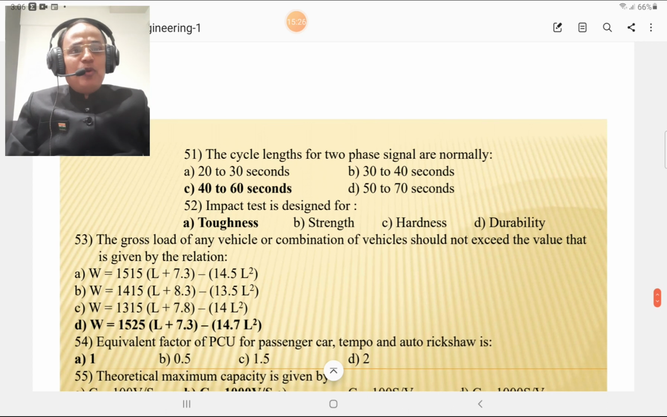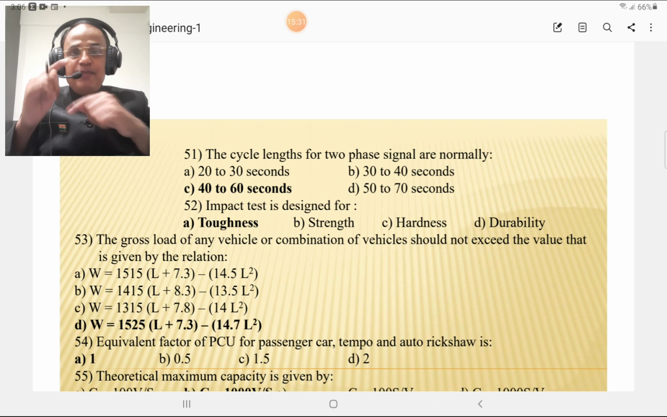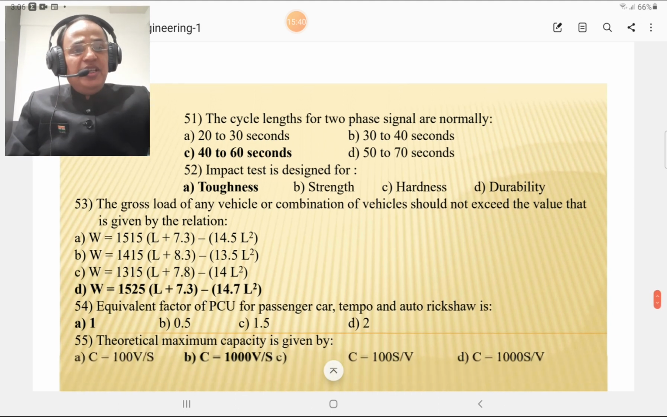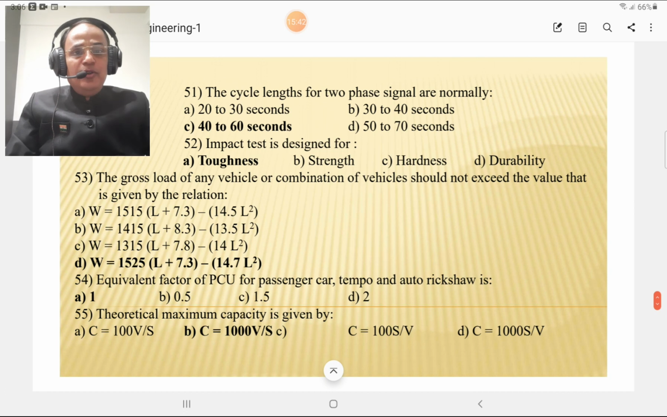The cycle lengths for the two-phase signal are normally 40 to 60 seconds. That is cycle time for signals. Then impact test is designed for toughness. So impact is related to toughness. The gross load of any vehicle or combination of vehicles should not exceed the value that is given by the relation, that is gross load of vehicle W is equal to 1525 into bracket L plus 7.3 minus 14.7 L square. Okay, so you must remember that value.